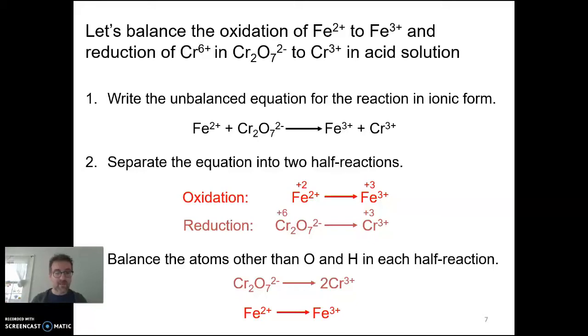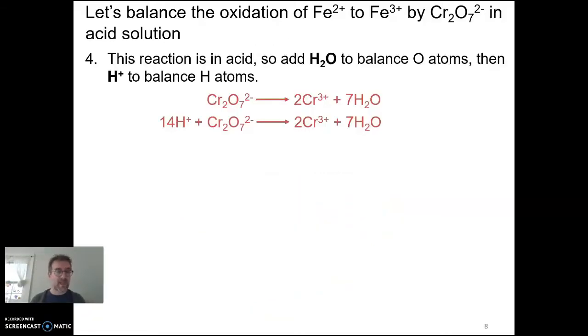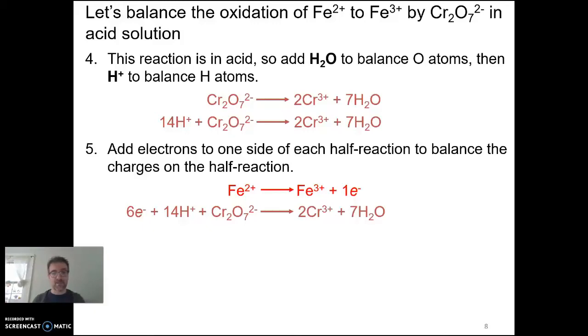The next thing we do is we balance all of the atoms in the system other than oxygen and hydrogen in the half reactions. So we have 2 chromiums on the reactant side of the reduction reaction, we have to have 2 chromiums on the product side. Then if the reaction is in an acidic solution, we have to add water molecules to balance the oxygen atoms on one side, and then we have to add H+ to balance the hydrogens on the other side. Then we need to figure out how the number of electrons are changing between the reactants and products in the half reactions, and add those to both sides.